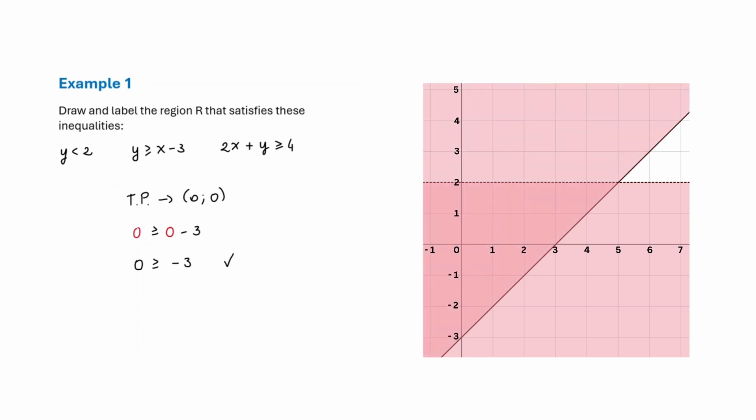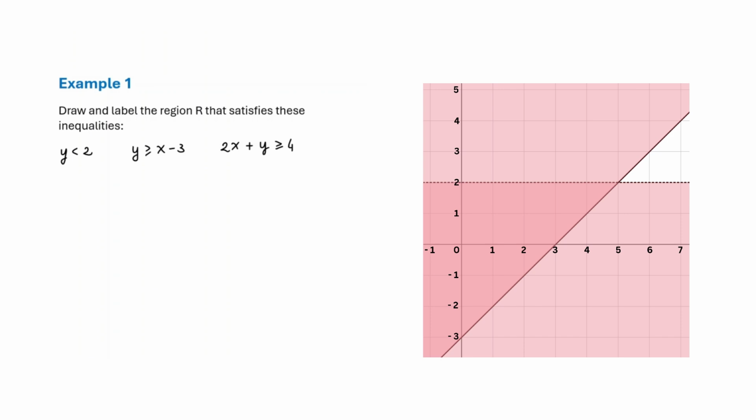Now we can see an overlap between the first and second shaded regions. This overlap is the part of the graph that satisfies both inequalities at the same time. Now look at the third inequality: 2x + y ≥ 4.